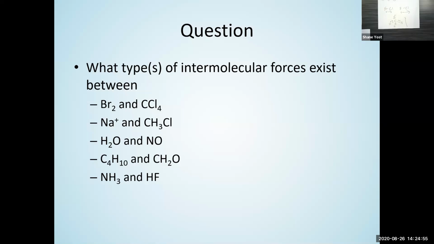And then C4H10 and CH2O. Is it dipole-induced dipole? That's getting a little more advanced than some of the things we're talking about. But yes, the dipole on CH2O can induce a dipole on C4H10. We're not going to cover that too much in this course, but that does in fact happen. So let me write this out.